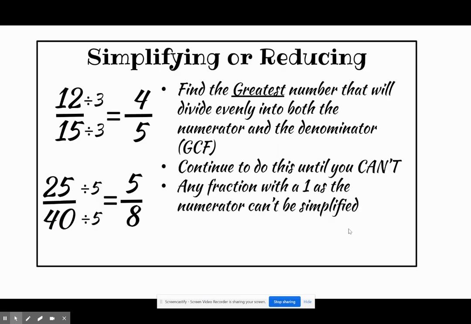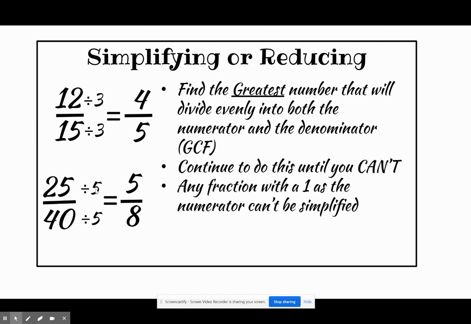Simplifying and reducing, I personally think, is one of the hardest things because it involves division. But as a quick reminder, we did this last week, you find a number that will divide evenly into both the top number and the bottom. Like all fractions, whatever you do to the top, you have to do the exact same thing to the bottom. So in this case, 3 is the biggest, and you want the biggest number so that you don't have to do it more than once. 12 divided by 3 is 4. 15 divided by 3 is 5, 4/5.